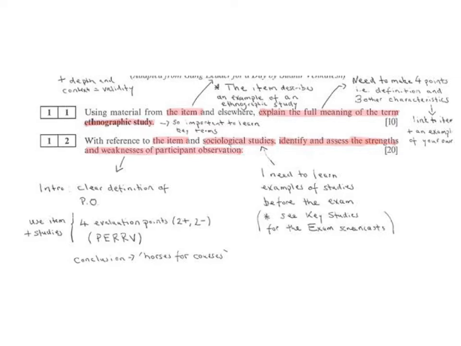This 20-mark question asked me to identify and assess the strengths and the weaknesses of participant observation, which is one of the main methods used in an ethnographic research design.